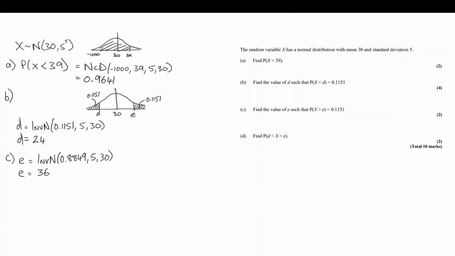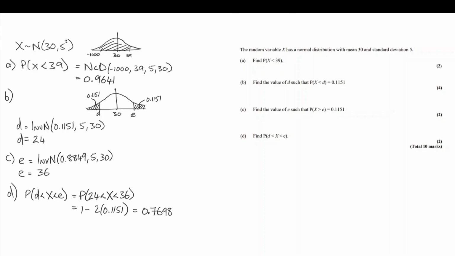Okay, on to part D. Part D wants us to find the probability that we're in between D and E. Well, once again, looking at the diagram, I know it's the unshaded region. So it could really just be 1 minus 2 sets of 0.1151. And there we get an answer, 0.7698.